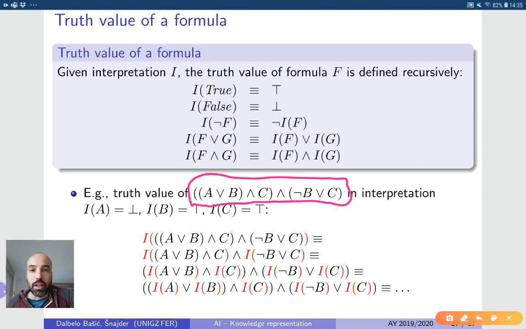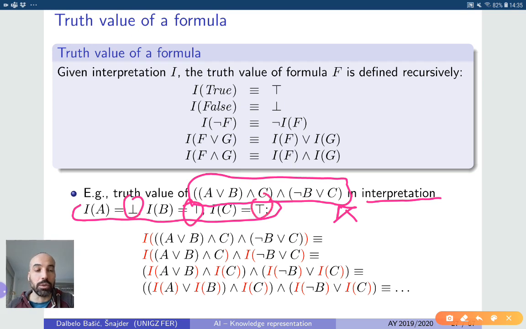So I need to give you two things then. I need to give you a formula and I need to give you an interpretation. So the formula's here, right? This is the formula. But now, there is the interpretation and this is the interpretation. The interpretation is assigning the truth value to variables. And since there are only 3 of them in my formula, I only need to define truth values for the 3 variables, right? And in this particular case, the interpretation is assigning false to A, true to B, and true to C. And note that this is actually one of the 8 possible interpretations for this formula.